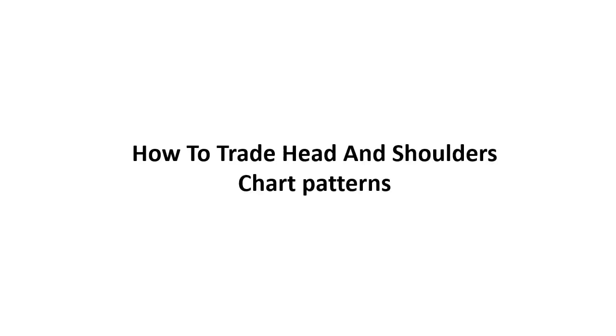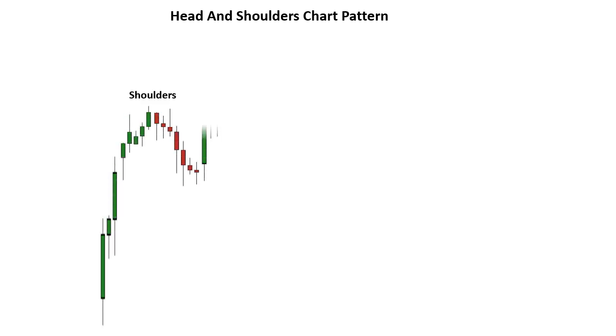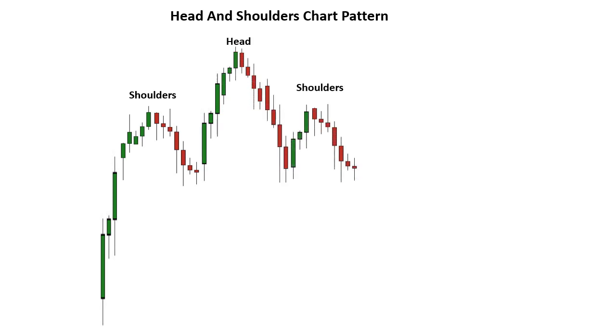The head and shoulders chart pattern is a reversal pattern, and most often seen in uptrends. We are going to demonstrate how to trade the pattern. Keep watching. A head and shoulders pattern is also a trend reversal formation. It is formed by a peak, being the first shoulder, followed by a higher peak, known as the head, and then another lower peak, being the second shoulder.